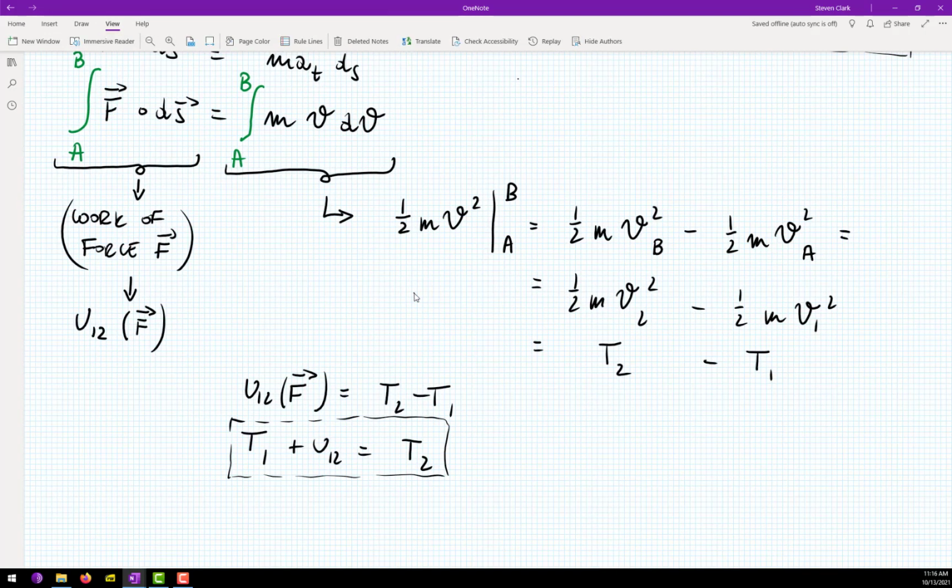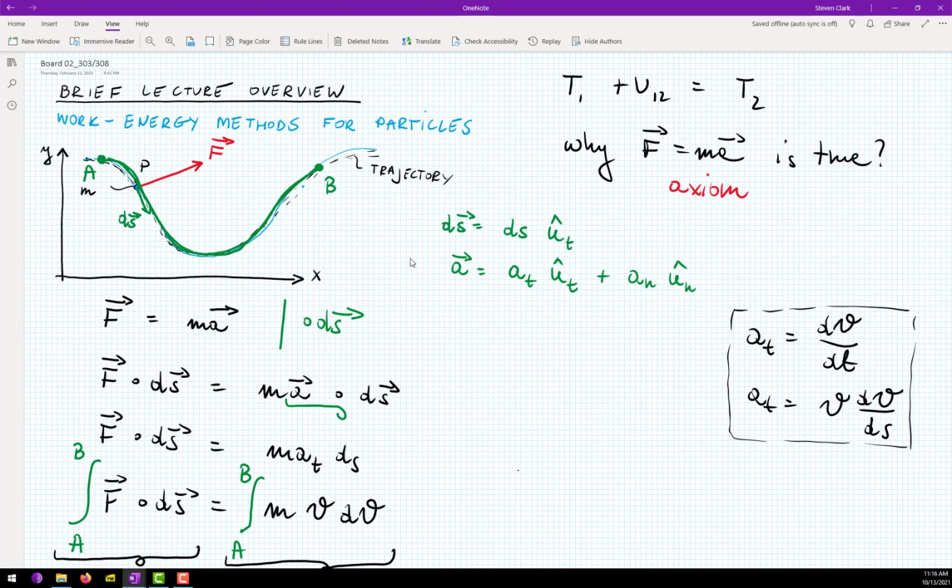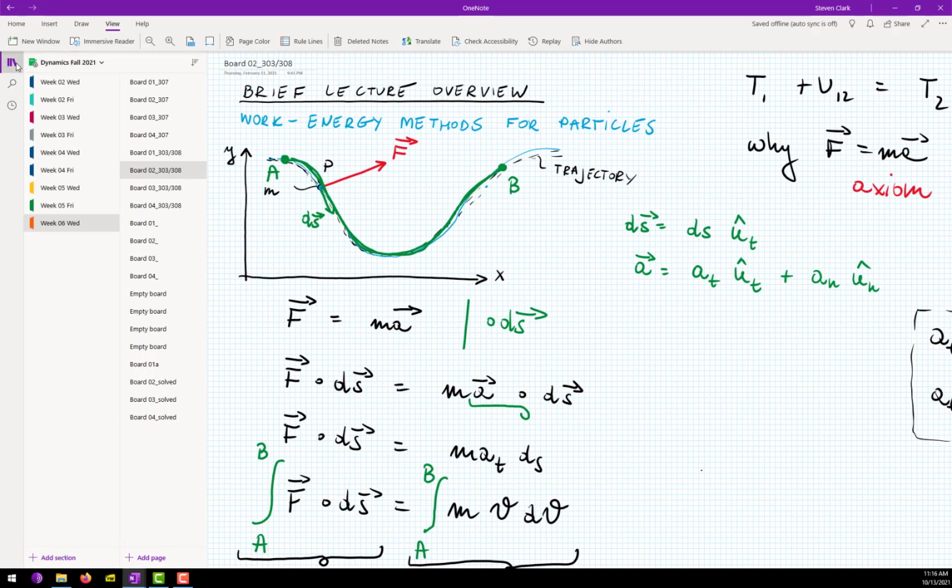Okay. Questions about the derivation? So work-energy is equal to F equals ma. That hopefully is true. That's the summary of the lecture.